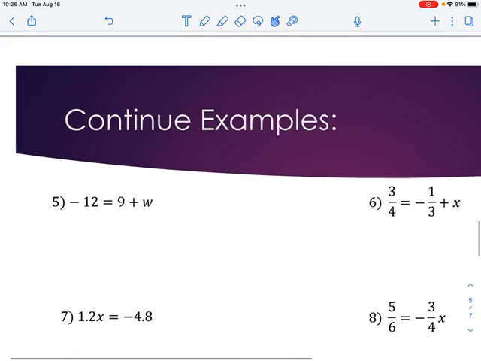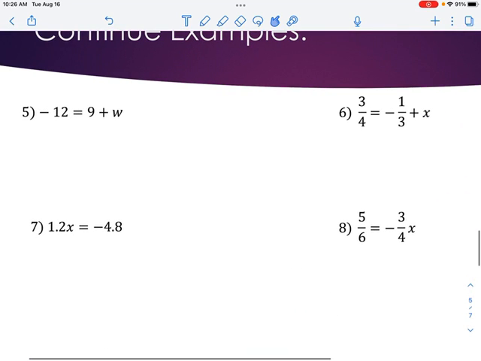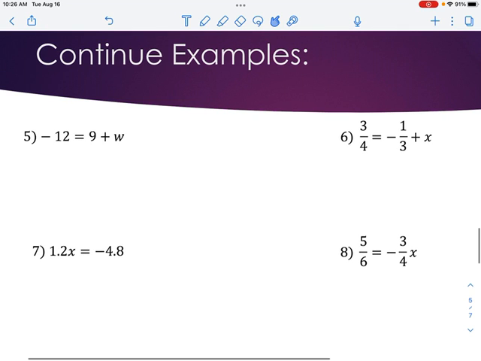Let's try a couple more. Now you're going to notice a couple different things. One, I'm going to put some fractions in here, and also you're going to notice the variables are not always on the left-hand side. They don't have to be, so we have to be prepared for that either way.